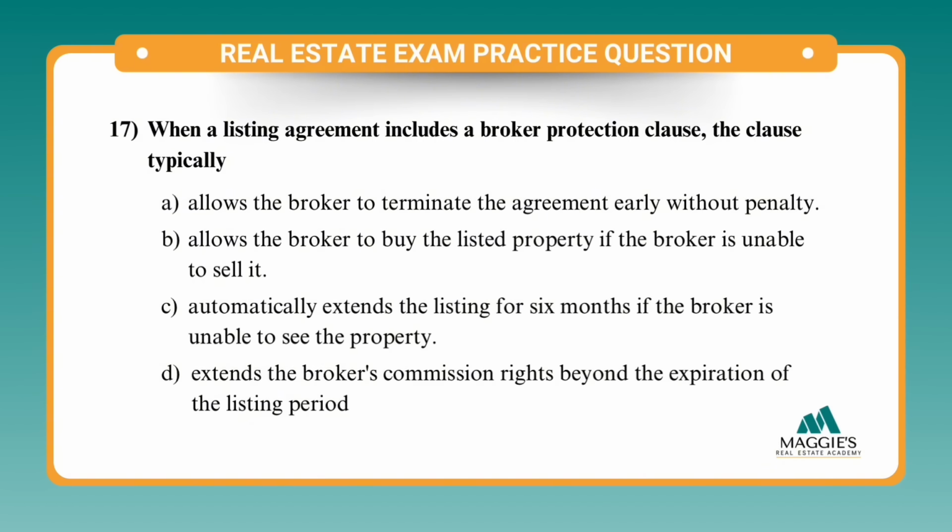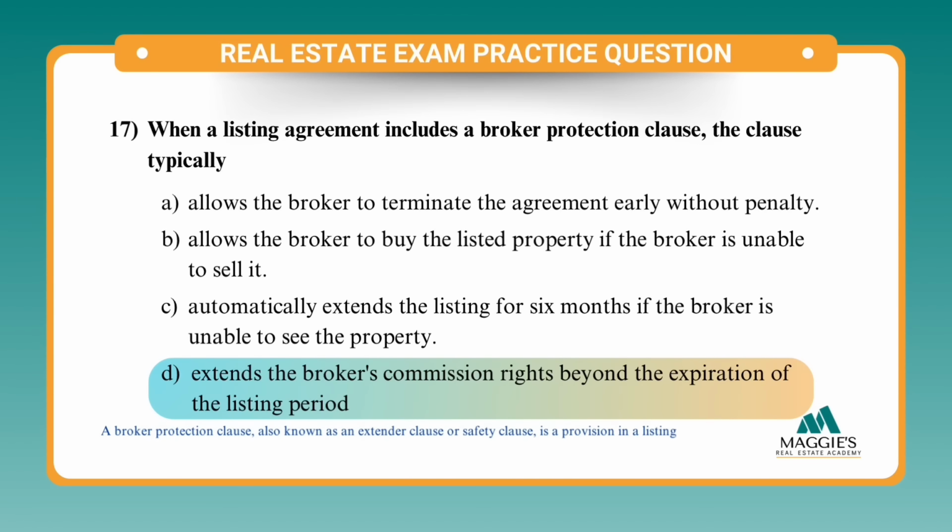The correct answer is D. It extends the broker's commission rights beyond the expiration of the listing period. A broker's protection clause, which is also known as an extender clause or safety clause, is basically a provision in a listing agreement that protects the broker's right to receive a commission on the sale of a property even after the listing agreement expires. This clause typically states that if the property is sold to a buyer who was introduced to the property during the listing period, the broker is still entitled to receive a commission. That's why we get things in writing, ladies and gentlemen.